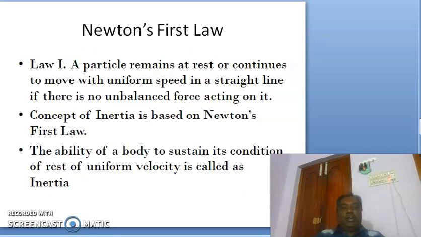So we will also see Newton's laws under this topic. Newton's first law: a particle remains at rest or continues to move with uniform speed in a straight line if there is no unbalanced force acting on it. So this is Newton's first law. The concept of inertia is based on Newton's first law. The ability of a body to sustain its condition of rest or of uniform velocity is called inertia.